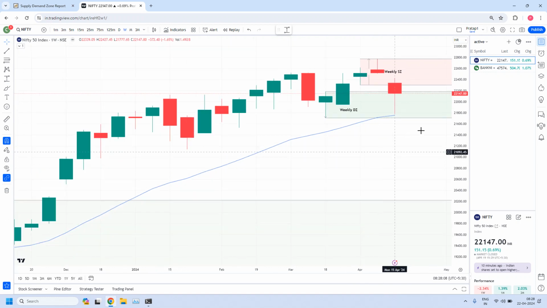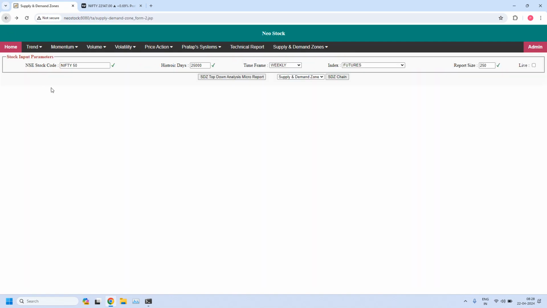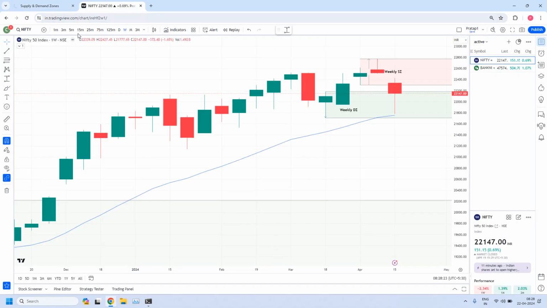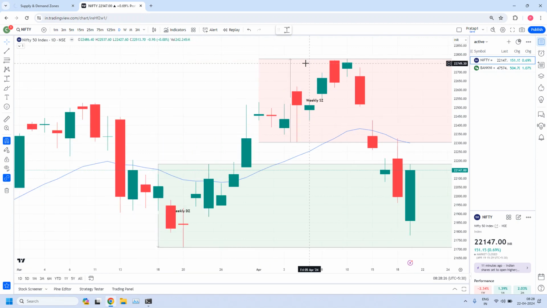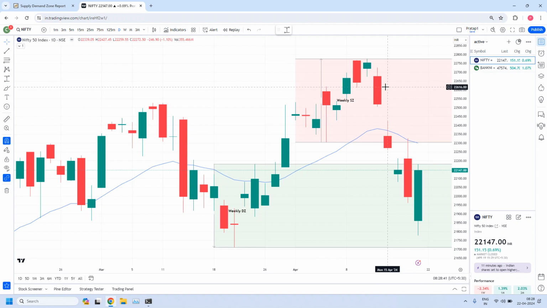So now let us change it to daily time frame and let us generate the chain, daily chain. So I'm changing the time frame to the daily. Let me generate the daily chain, and here also let me change the time frame. Okay, daily chain is generated, and we haven't seen any daily supply zones here. We have only lower time frame zones here.